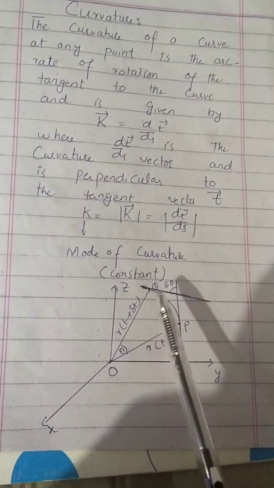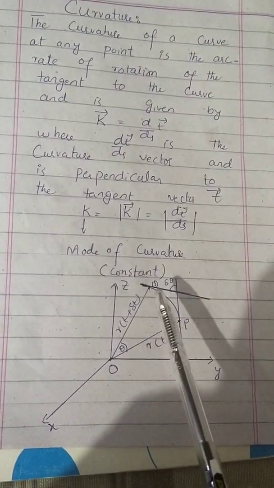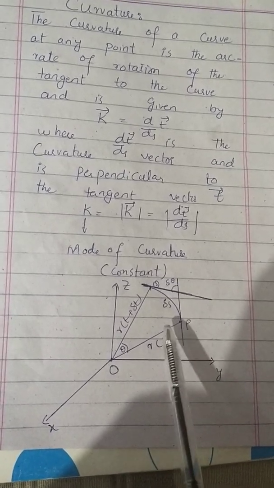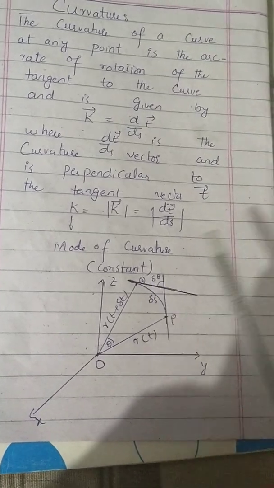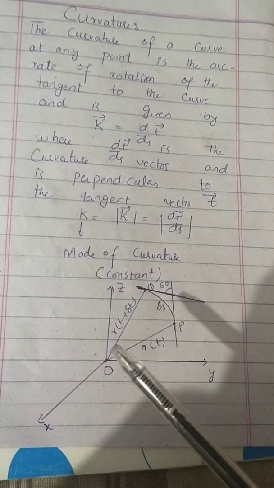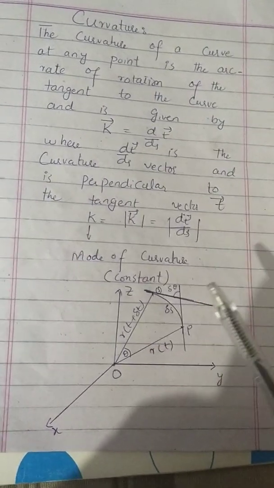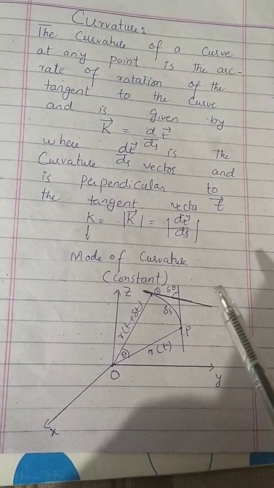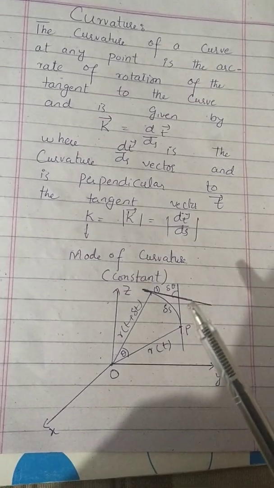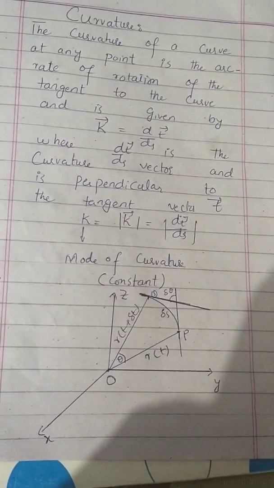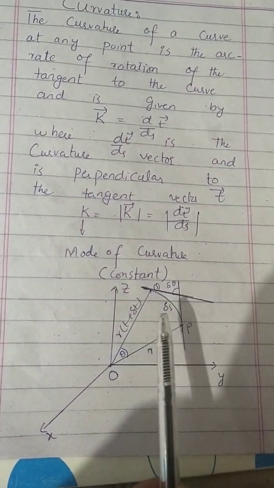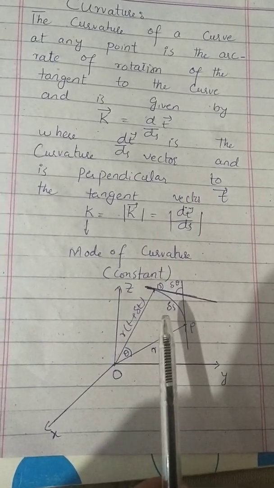Now I take another point Q, which is a neighbor of point P, and here I draw the position vector r of t plus delta t with respect to the origin for the point Q. Then I draw a tangent line at point P. So here the unit tangent at point P is T. Now I also draw a tangent line like this at point Q, and here delta s is the distance between point P and Q.